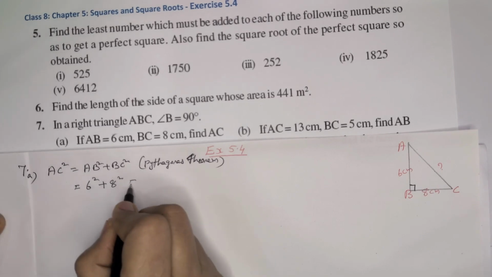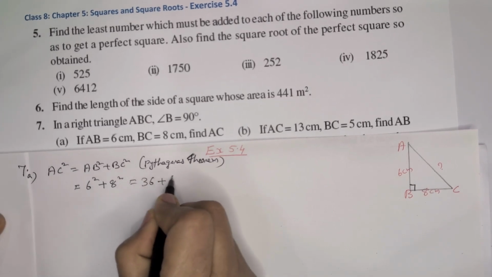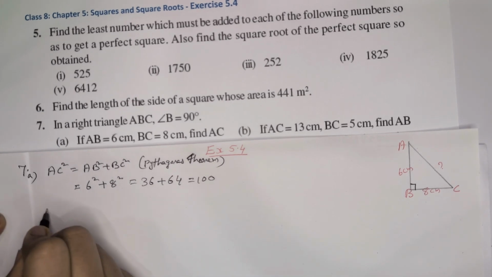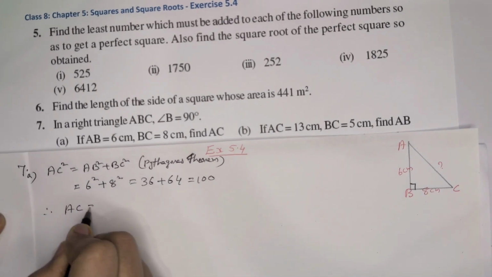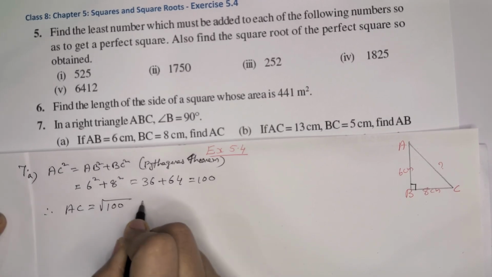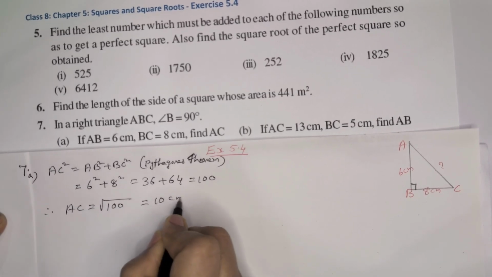Which is equal to 36 plus 64, and that is equal to 100. Therefore, AC square is 100, then AC is equal to root of 100, which is equal to 10 centimeters.